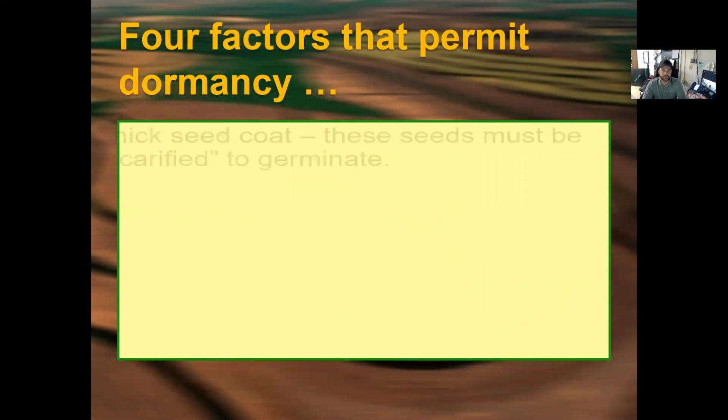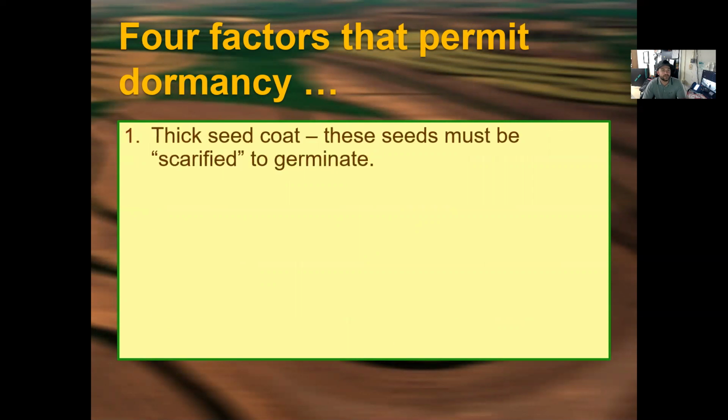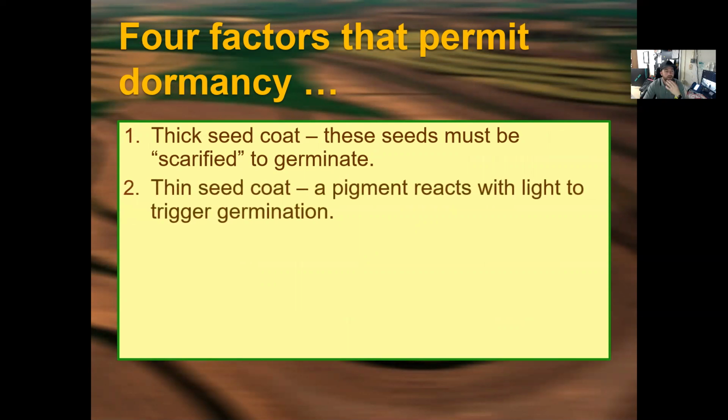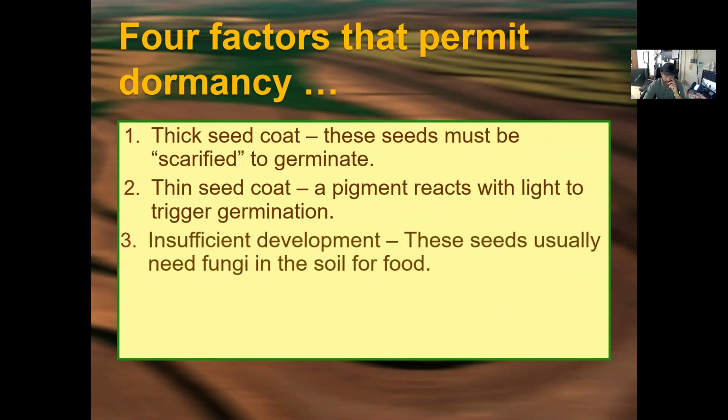So, 4 factors that permit dormancy: thick seed coat. These seeds must be scarified to germinate. So that's when you take a seed and you scratch some scars into it to get that growth to start much quicker. Sometimes the seed coat will be too thick and won't even let any growth happen at all unless you scar it. So, thin seed coat: a pigment reacts with light to trigger germination.